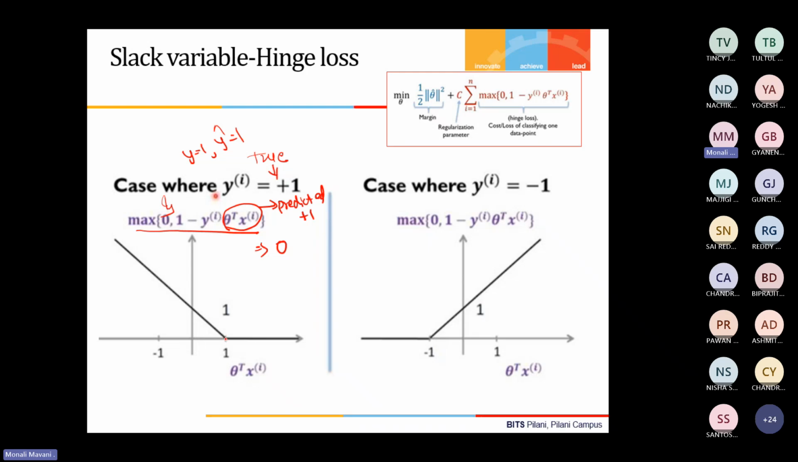So for any value of theta transpose x greater than 1, we take the sign of theta transpose x, so don't take the literal value, the loss is going to be 0. On the x-axis is theta transpose x and on the y-axis is the value of the slack variable, which is going to be 0. Now say when our y hat, the predicted value, is 0 and the actual value is still positive 1. In that case, what will be the value of the slack variable?